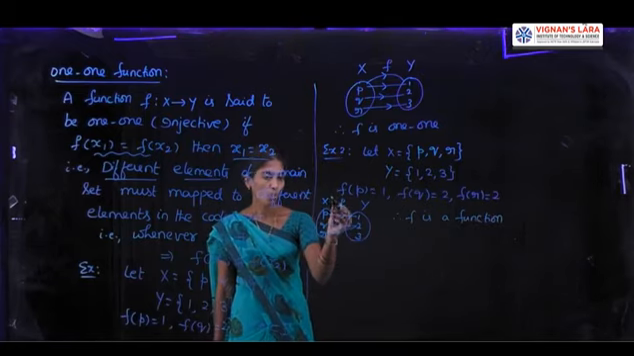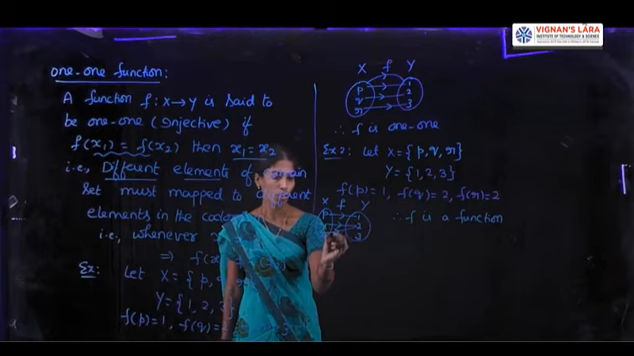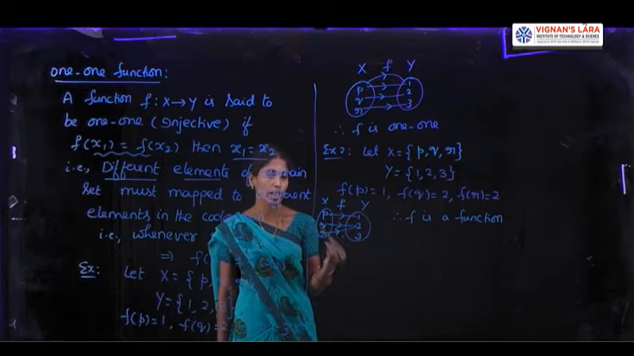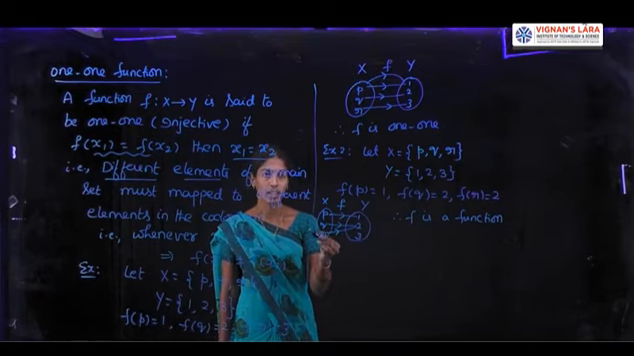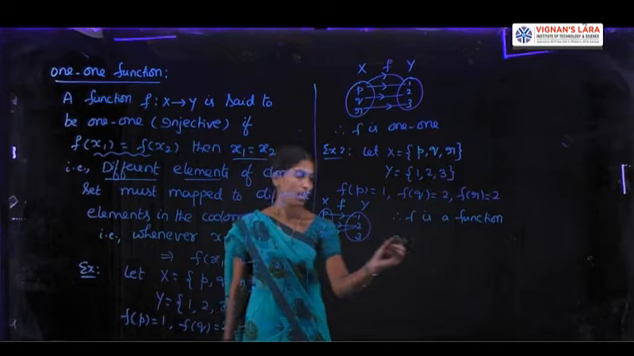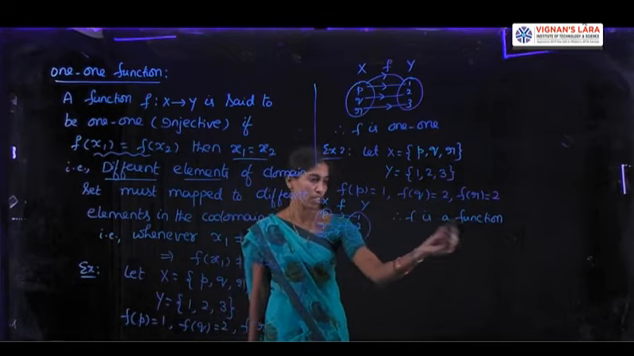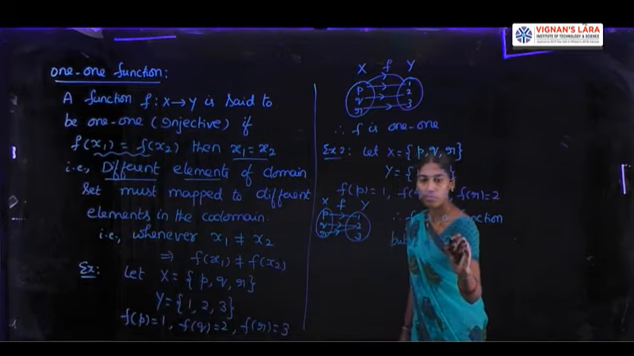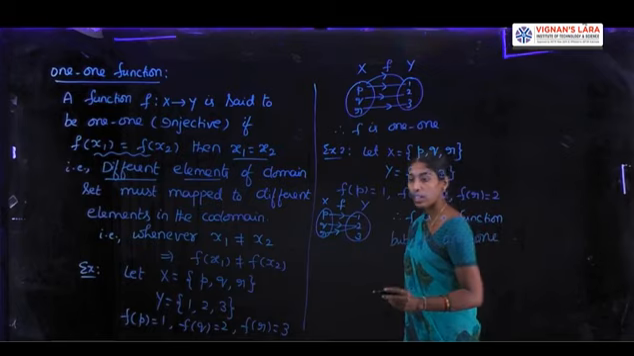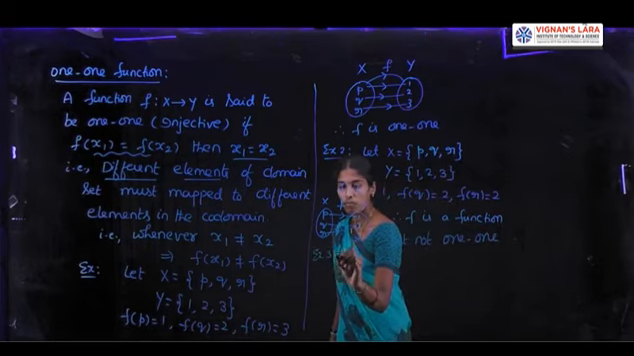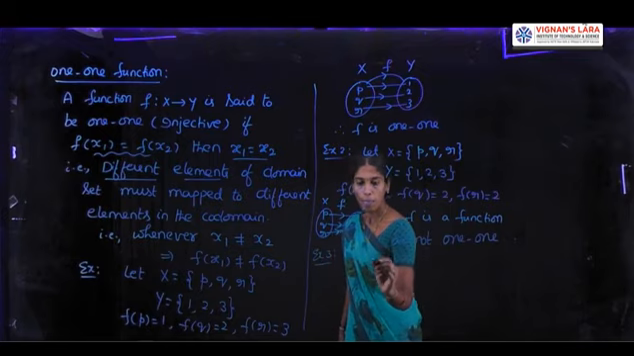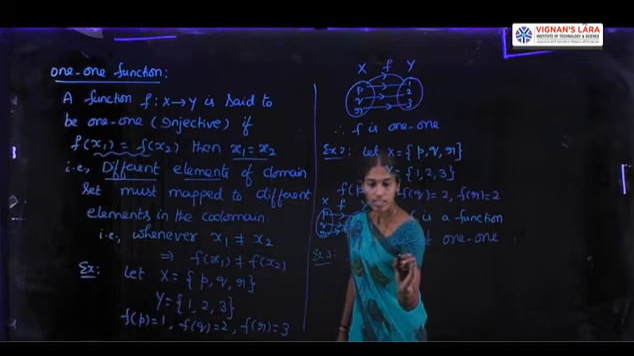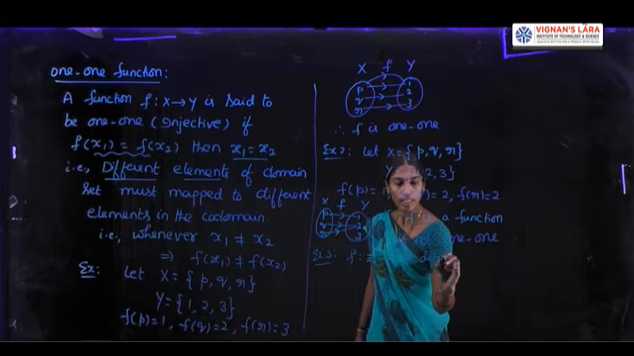But coming to 1-1, p is mapped to 1, and q, r are different elements of the domain set. These are mapped to a single element in the codomain. That means different elements of the domain set are not having different images in the codomain set. Therefore, it is not a 1-1 function. So, here f is a function but not a 1-1 function. Right?